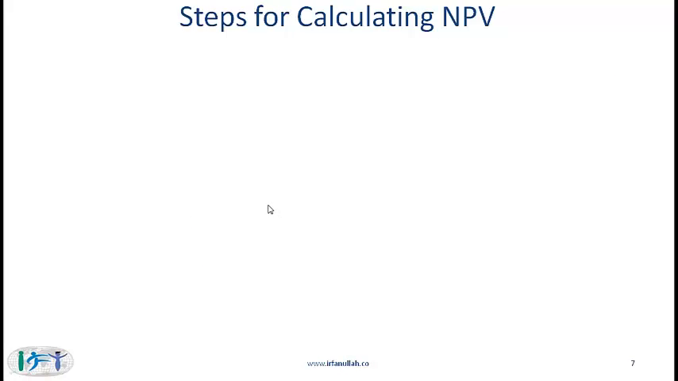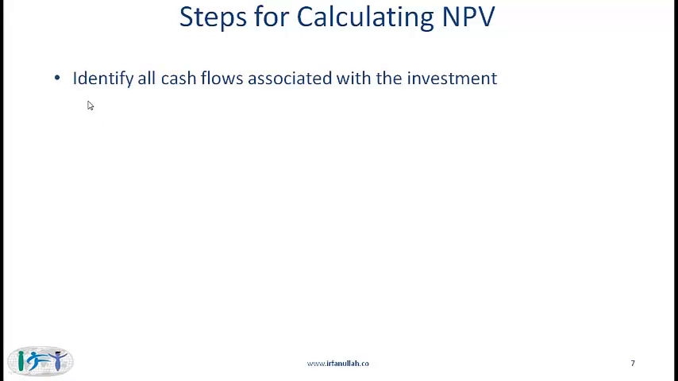Let's now look at the formal steps for calculating the NPV, and as long as you've understood what I've been talking about, this should be fairly straightforward. Clearly, the first thing to do is identify all the cash flows associated with the investment. On the exam, these cash flows will typically be given to you. In the real world, obviously, identifying the cash flows is one of the most difficult things to do, but on the exam, you will be given the numbers.